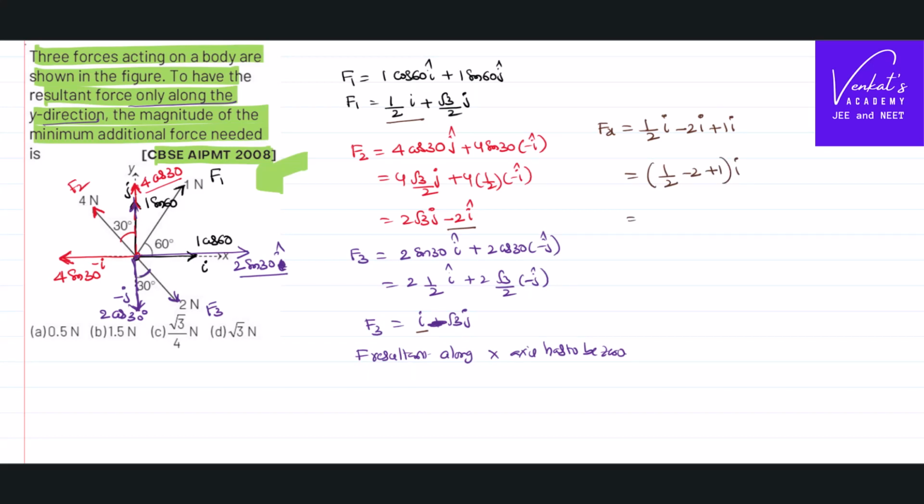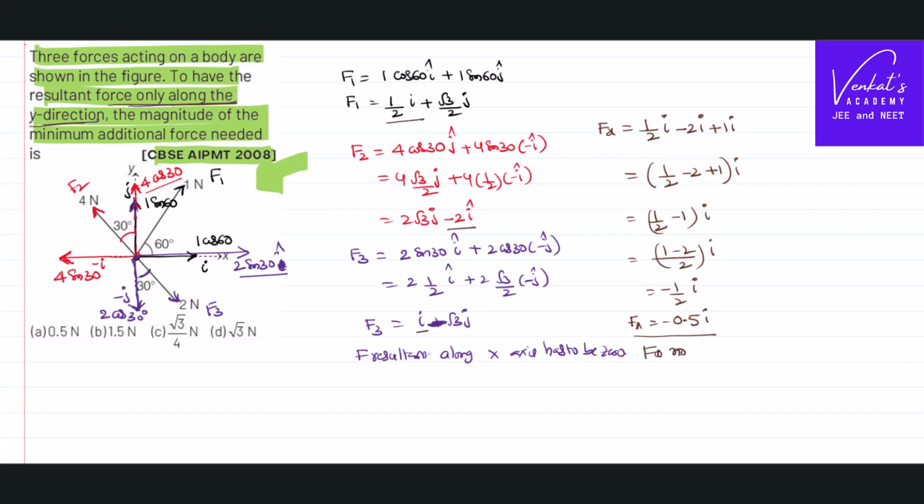So this will be 1 by 2 minus 1 of i cap. That is minus 1 by 2 i cap, minus 0.5 i cap. I need not worry and calculate the y component because he said the y component can be there, whatever it may be, that's not a problem. But this resultant is having an x component of minus 0.5 Newton.